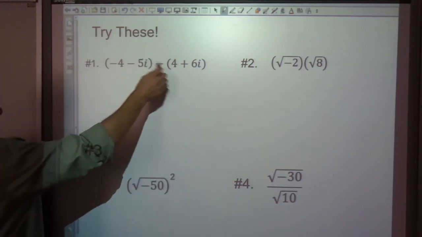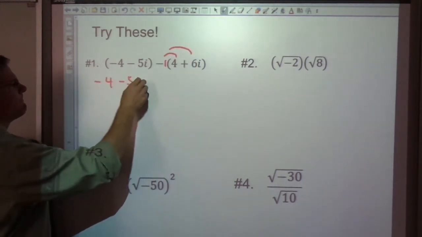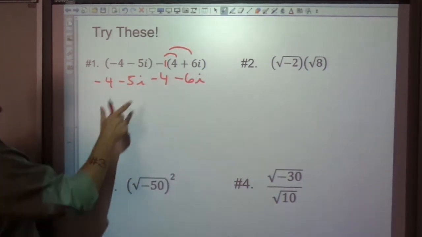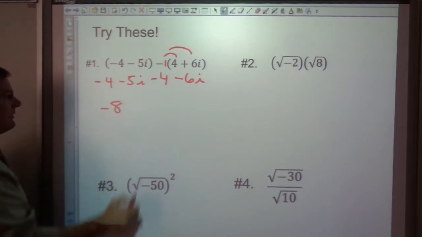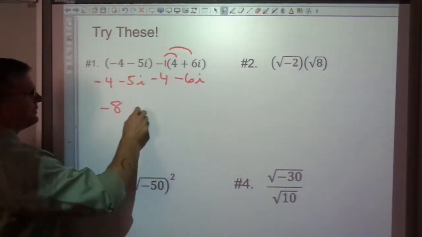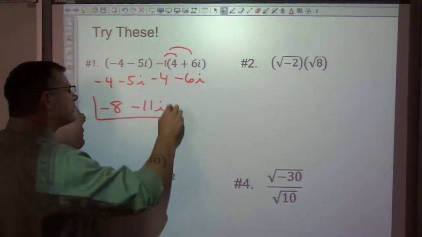Negative 4 minus 5i. This is a negative 1, so let's do this. So now negative 4 and negative 4, those are the real parts. Let's put those together and get negative 8. Here's my imaginary parts, negative 5 and negative 6. Let's put those together and get negative 11i. A plus bi, that works.